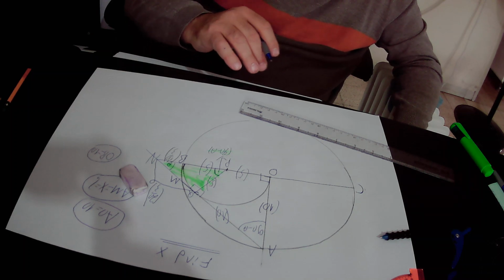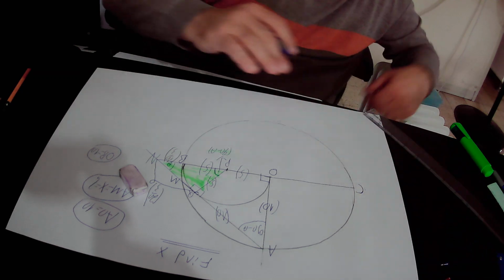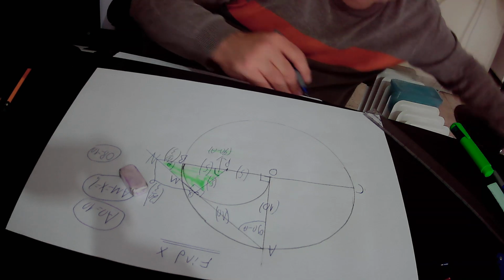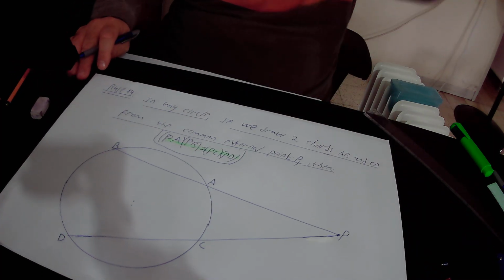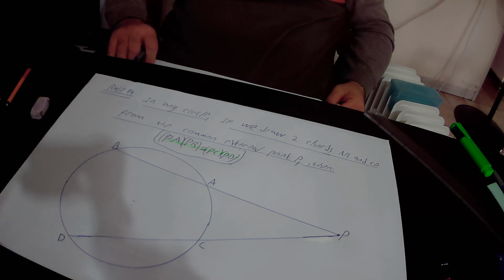In the next step, I'll present to you a new rule and we will implement the new rule in our drawing. The new rule is rule number 14. Rule number 14 is true in any circle. If you draw two chords AB and CD inside the circle from a common external point P, then PA times PB equals PC times PD.